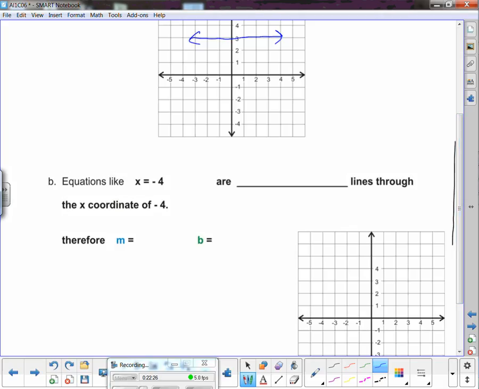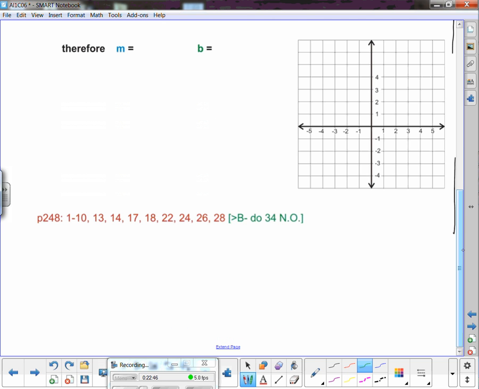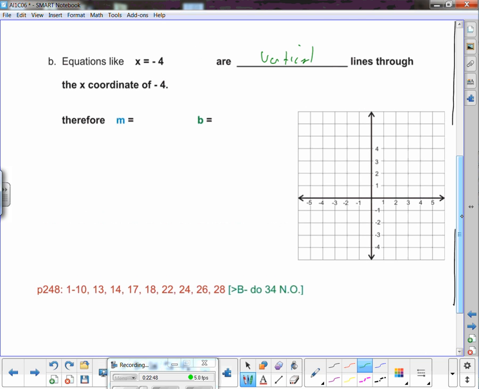Equations like x equals -4 are a little bit trickier. These are tougher to understand. And for these, you just have to know that these are vertical lines. The better way to figure these out is to simply graph it. So on this one, I need every point to have an x-coordinate of -4. Every point's got to have an x-coordinate of -4. And therefore, you see, this ends up being a vertical line.